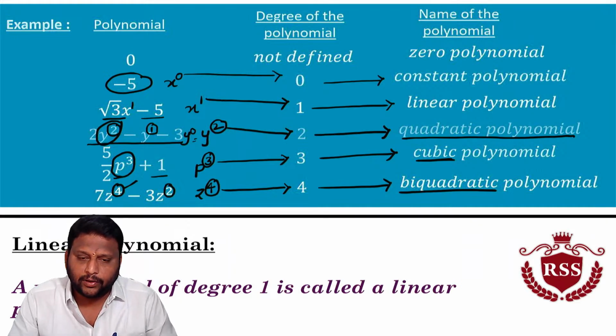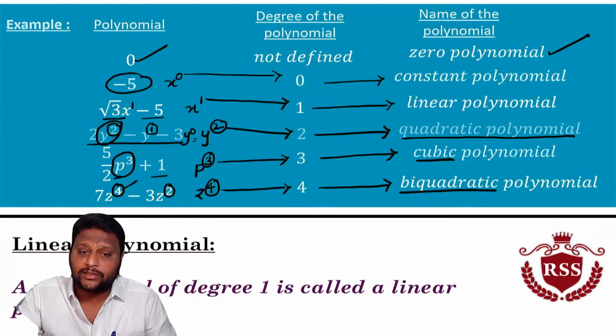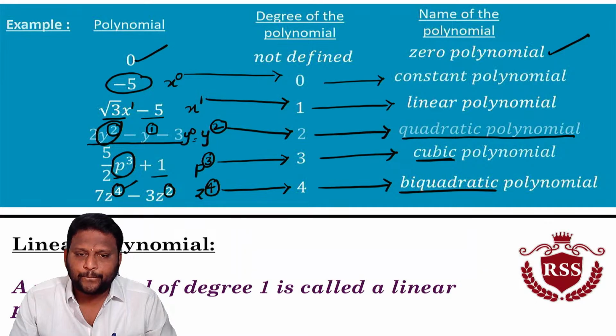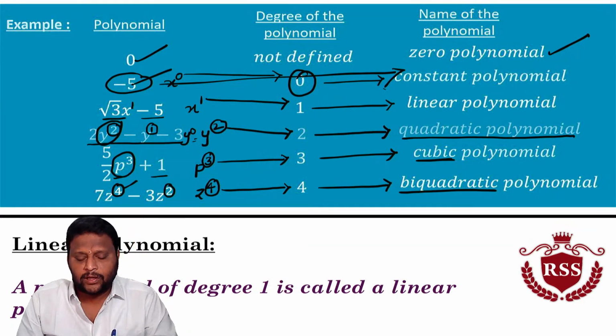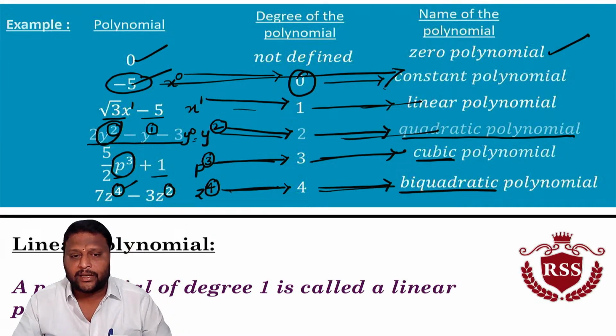Right. What is zero polynomial? If the polynomial is 0, it is called zero polynomial. Zero of the polynomial is quite different; we will discuss it in later classes. Zero polynomial is when the polynomial itself is 0. If the polynomial is constant, then it is called constant polynomial. The degree of the constant polynomial is 0. If the degree is 1, it is linear. Degree 2, it is quadratic. Degree 3, it is cubic. Degree 4, it is biquadratic. We will see them individually.